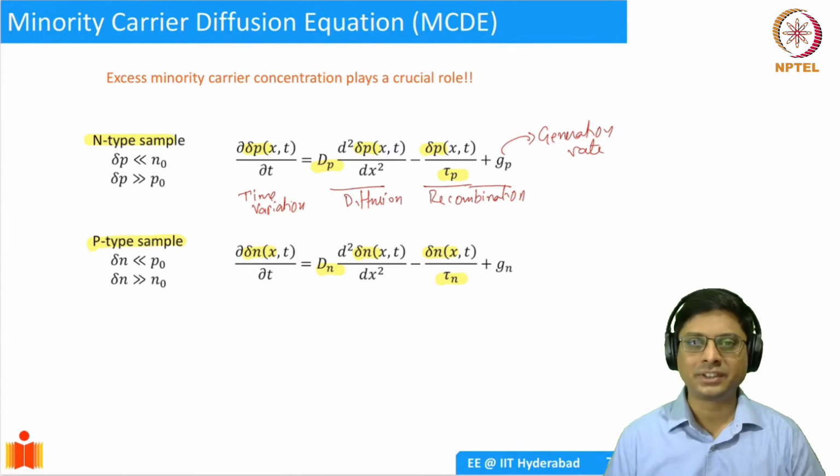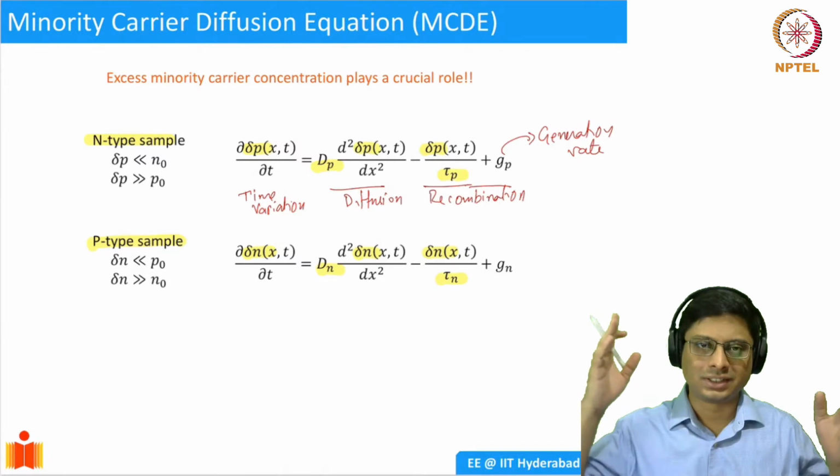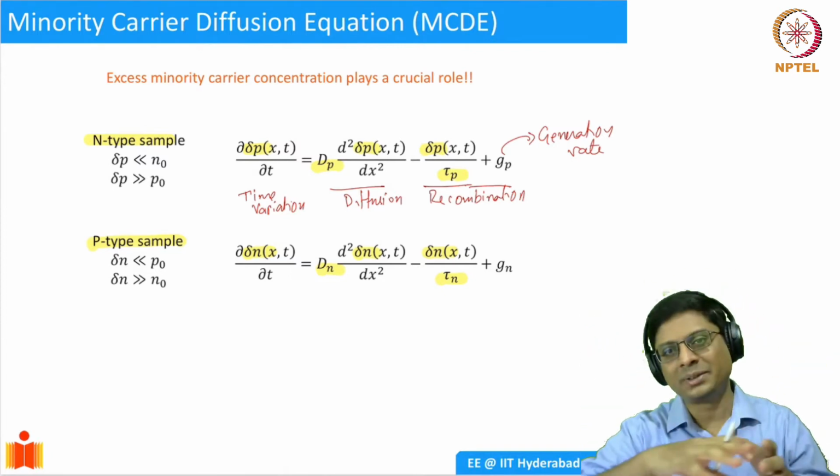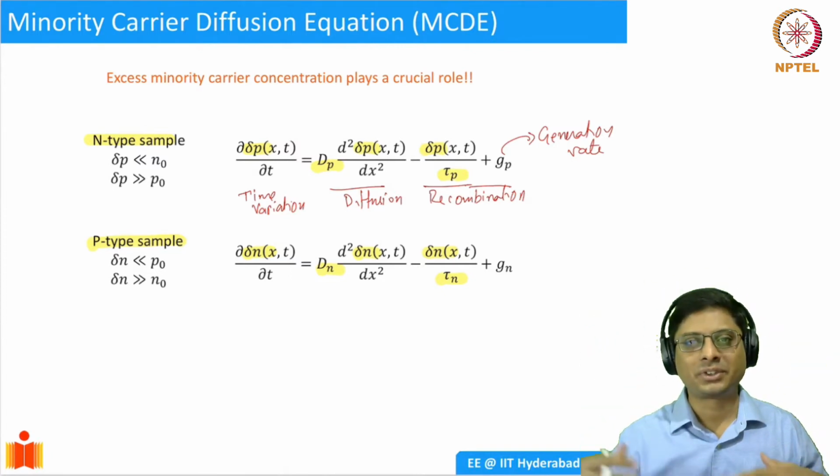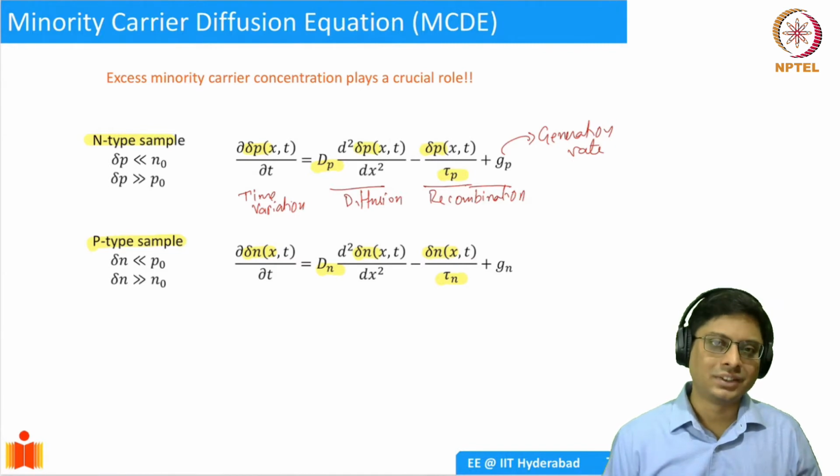In real devices, you are definitely going to have introduction of minority carriers, and then there will be some field also applied. So the diffusion process is going to be accelerated sometimes, right? So you have to see that as well.